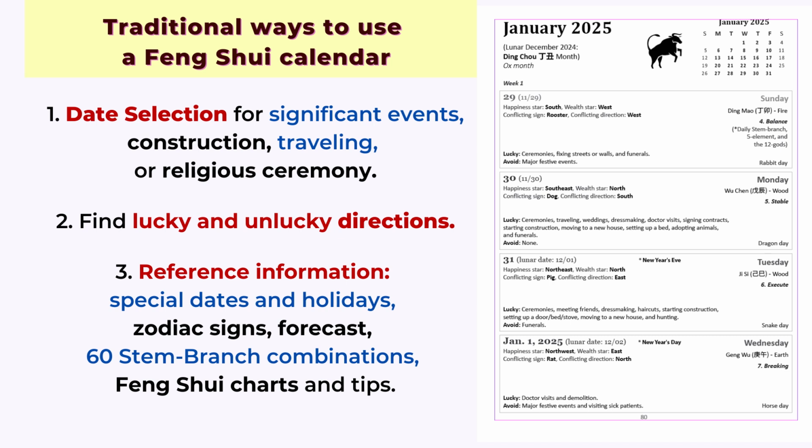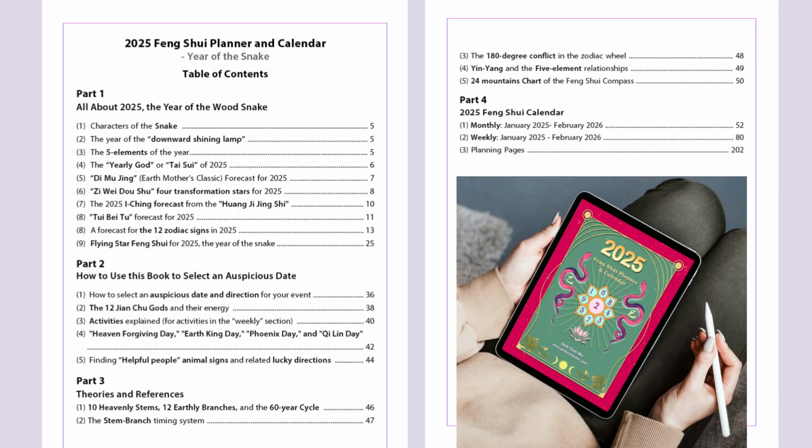Another important reason is setting up Feng Shui items or religious items, or finding the right time for a ceremony or just meditation. So besides the date selection, we can use the calendar to find lucky and unlucky directions. And we can also use this book as a reference to find special dates and holidays and find information about the 2025 forecast and the zodiac signs. In this book, I also have the flying star chart and Feng Shui suggestions for the new year.